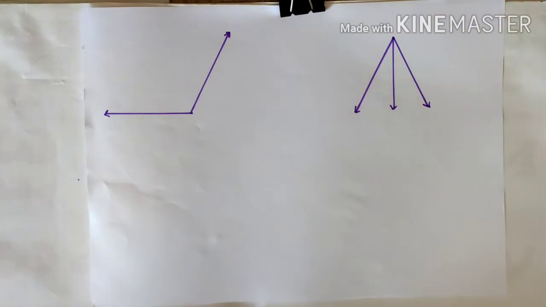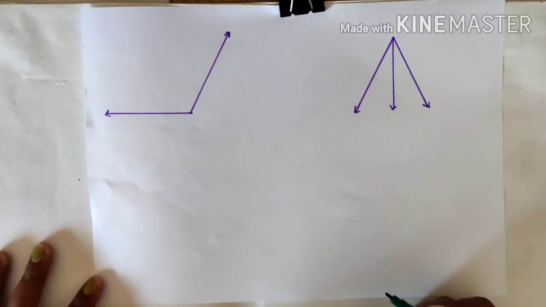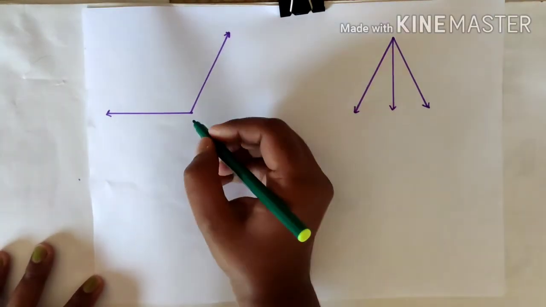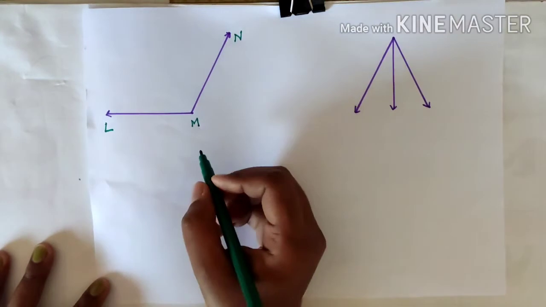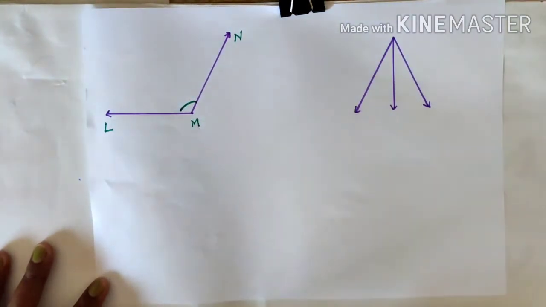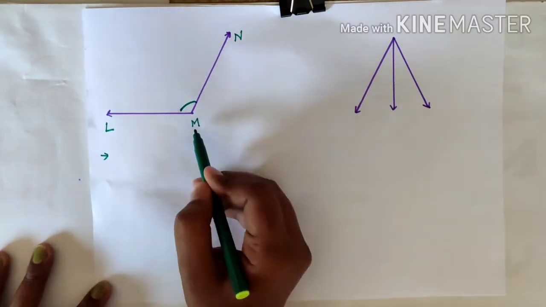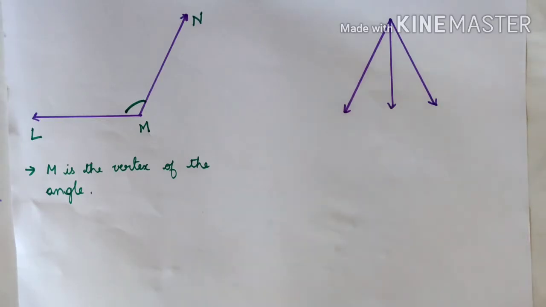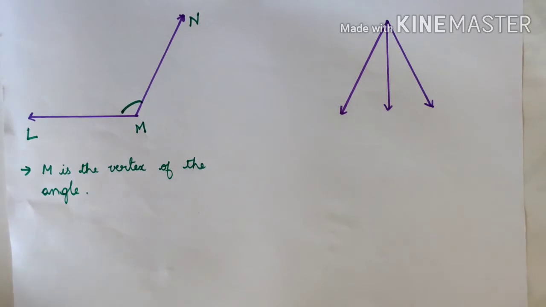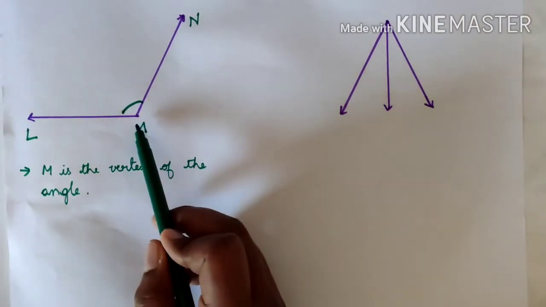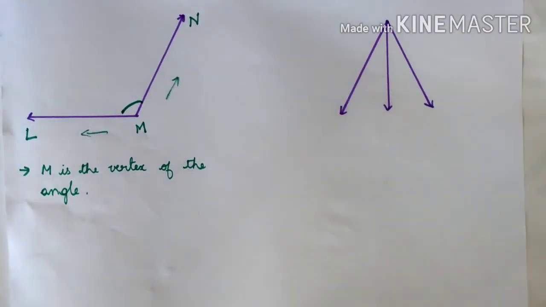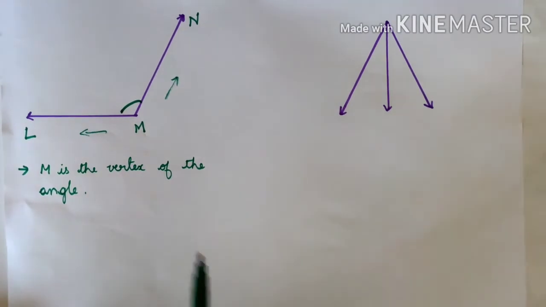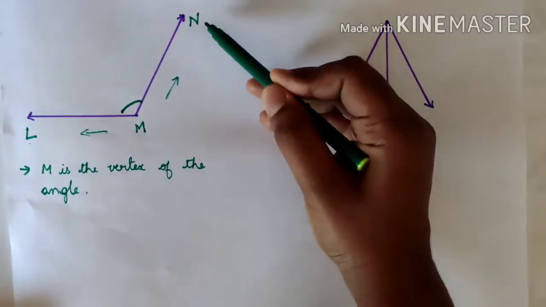Let us find out the angle. So let us first see the first picture. Here we can name the vertex as M, and the sides as L and N. So angle is formed at M. We know that M is the vertex of the angle. How to name the sides? Since angle is formed at M, we can find two sides. One is going up this way, other one is this way. So the sides of this angle are ML and MN.